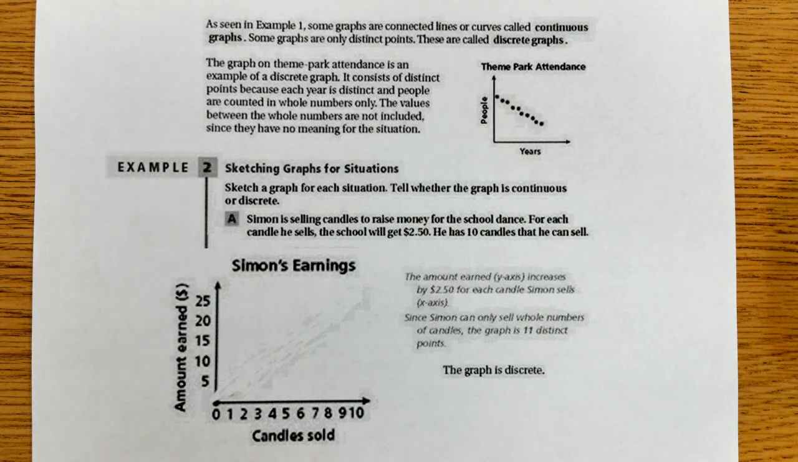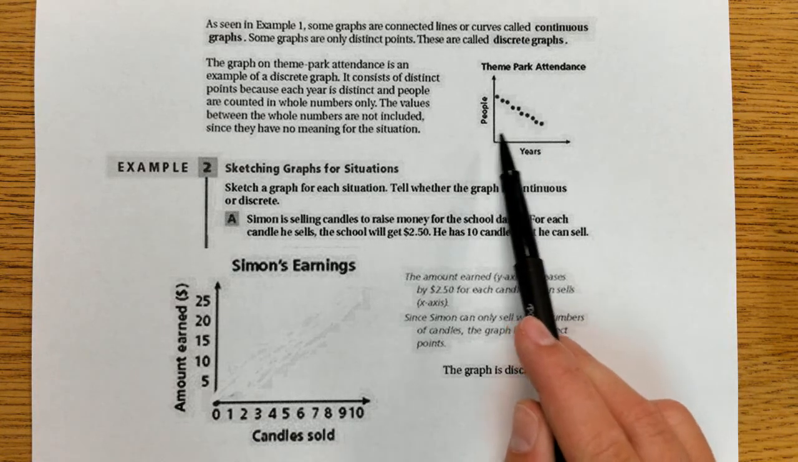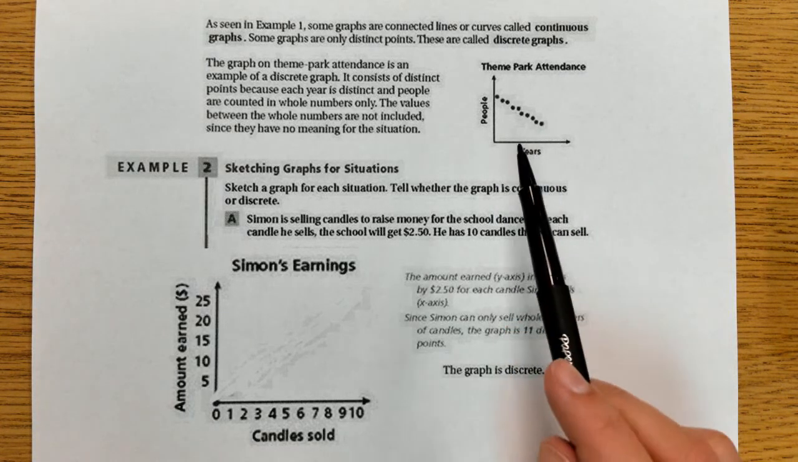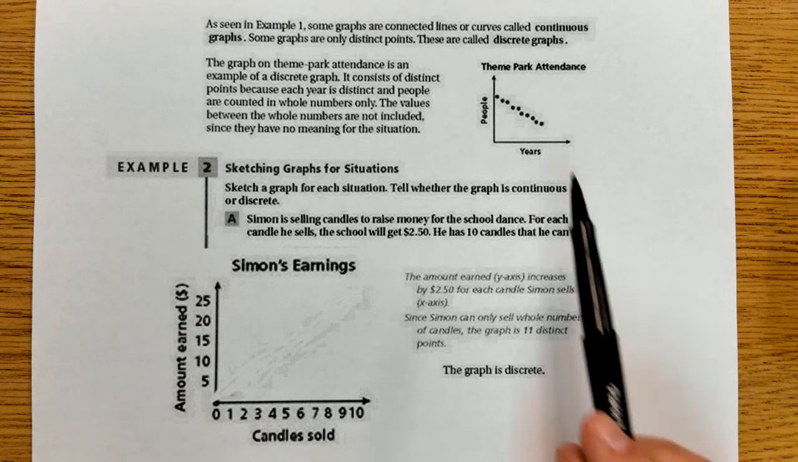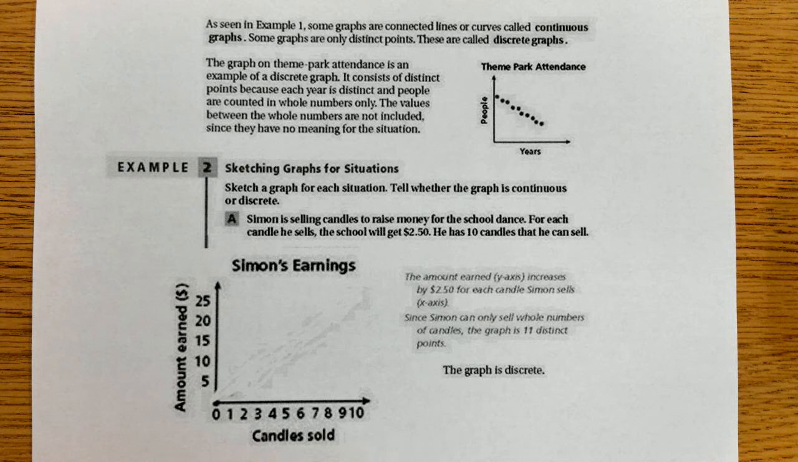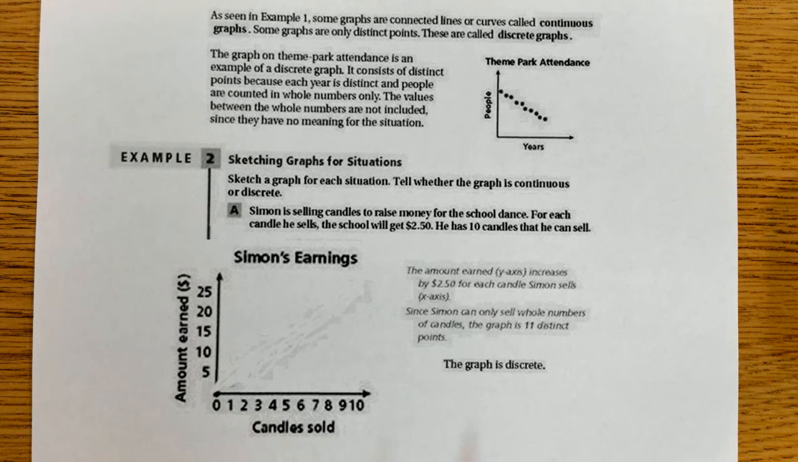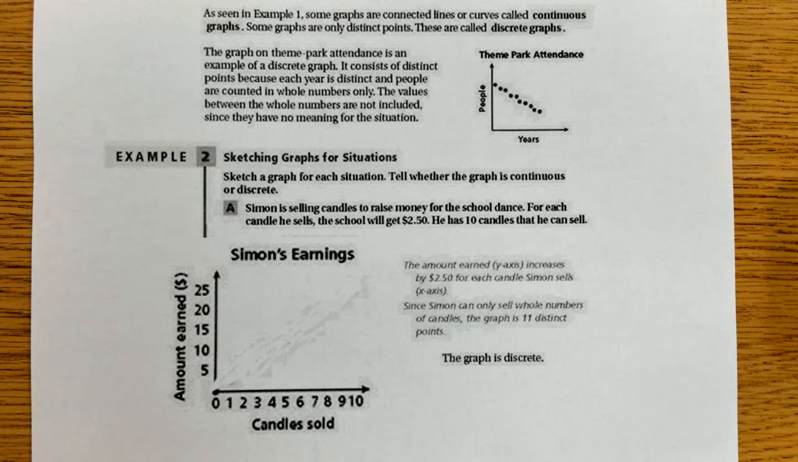So the graph on theme park attendance is an example of a discrete graph. It consists of distinct points because each year is distinct and people are counted in whole numbers only. The values between the whole numbers are not included since they have no meaning for the situation. So they're only collecting data each year, okay? And that tells us how many total people. You can't do a year and a half because they want to do the full year here, so that's why it's discrete. So for example 2a, it says sketch a graph for each situation.